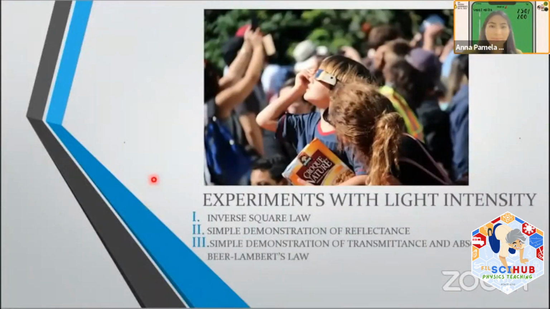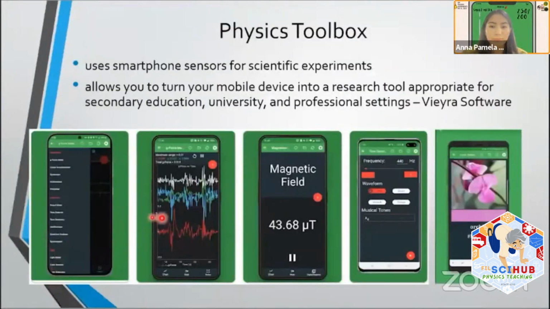Welcome to the second part of this workshop. Here, we will show you how to use your phone to do experiments with light. Particularly, we will demonstrate the inverse square law for light intensity, reflectance, transmittance, and absorbance. There are several smartphone applications you can use to perform experiments involving light intensity.